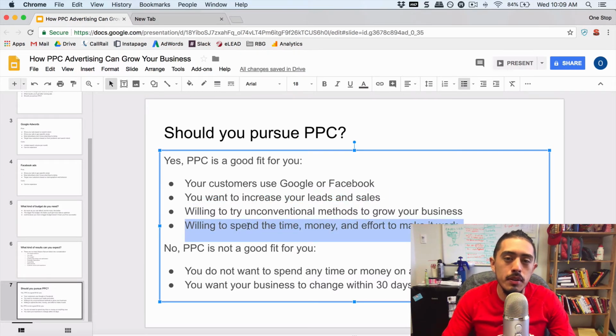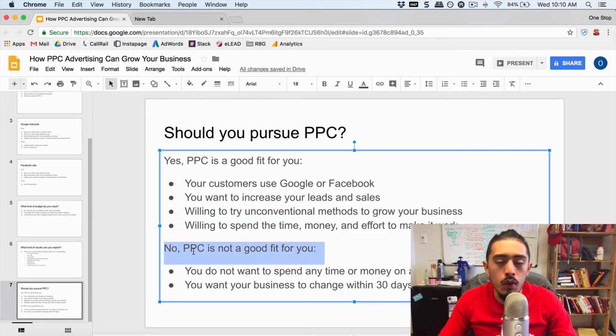Again, it's not just about saying $20 here, $40 there, it didn't work, I'll just call it quits. No, you have to be consistent and committed to working on it for a few months. You have to be willing to spend money. You have to be willing to try and tweak and optimize things to get the results that you want.